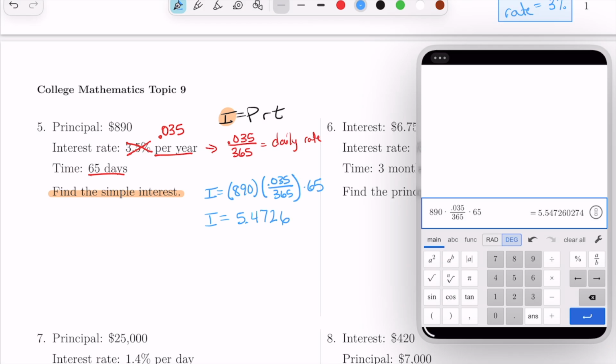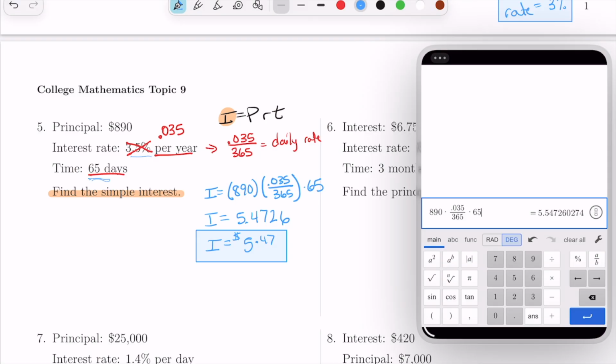Now remember, I is interest, not interest rate, it's interest. That means it's an amount of money. And so this will be $5.47. Again, that seems like a relatively small amount, but this is a very low interest rate and it's for not very long. It's only about 2 months' time. So it should kind of make sense for us to have a low amount of money for the interest.